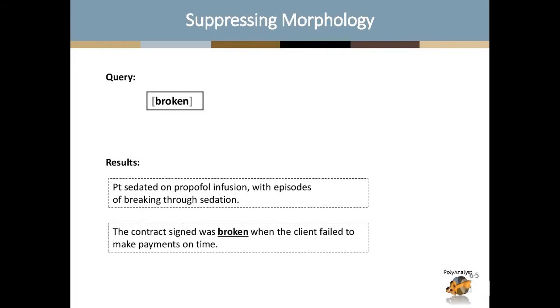However, what if you don't want to do this? What if you want to be very accurate and very specific in what you're looking for? If you only want to look for broken, and you don't want to include any of the expansions, you can include square brackets around your argument. In that case, the contract sign was broken, that will be matched, but with episodes of breaking through sedation, that will not be matched because broken is not present. You have suppressed the morphological expansion.